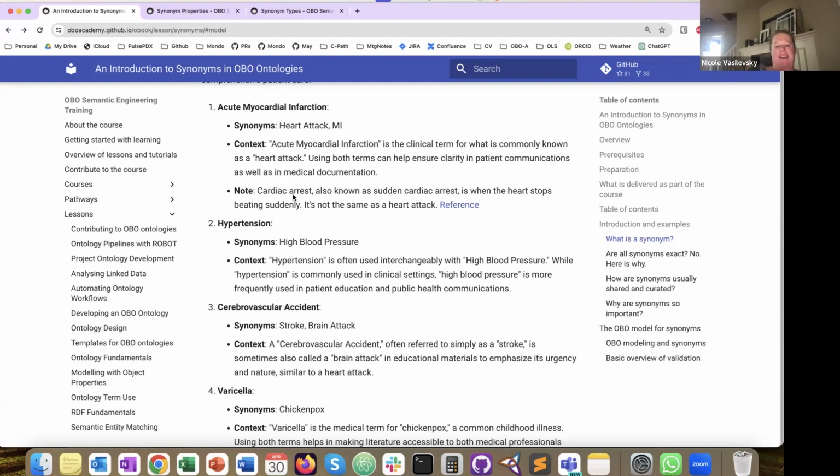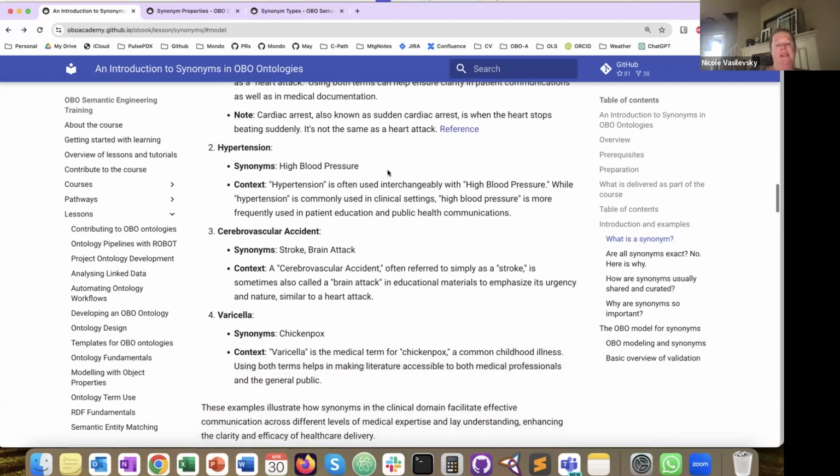And I noted here, and then I noticed that Nico already provided this example below, but this is something I honestly just really recently learned within the last few years at a seminar I was attending, that heart attack is different from cardiac arrest, which is also known as sudden cardiac arrest, which is when the heart stops beating suddenly, but it's not the same as a heart attack. So I think this is a good example of terms that are often commonly used synonymously, but heart attack and cardiac arrest are not actually the same thing. And that's pretty critically important, especially in the context of patient care and diagnoses.